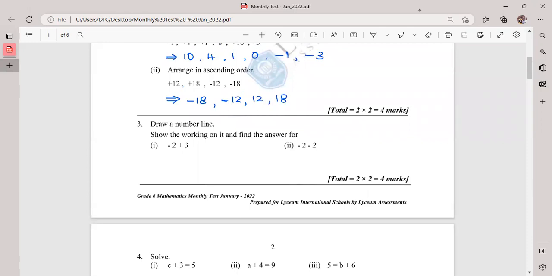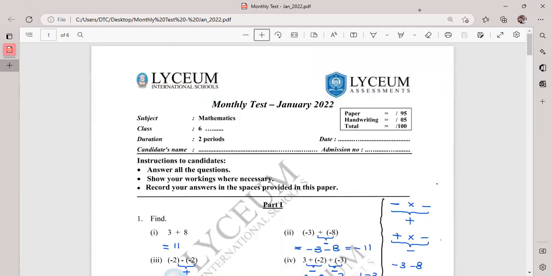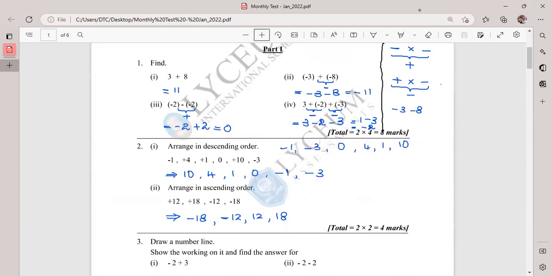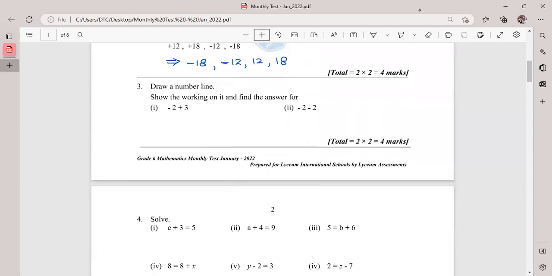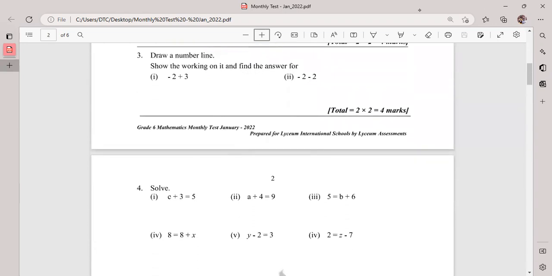This is the January 2022 monthly test, grade 6, part 1, question number 3. Now look at this question, children. You want to draw a number line, show the workings on it, and find the answer for these 2 sub questions. The first question is whether we need to draw 2 number lines or do it on the same number line.